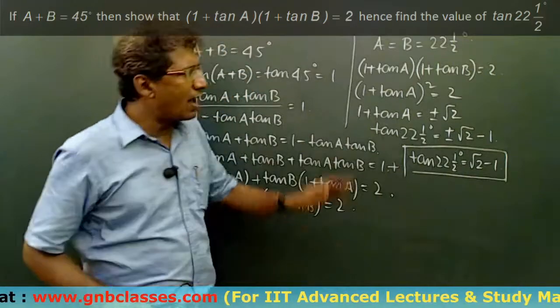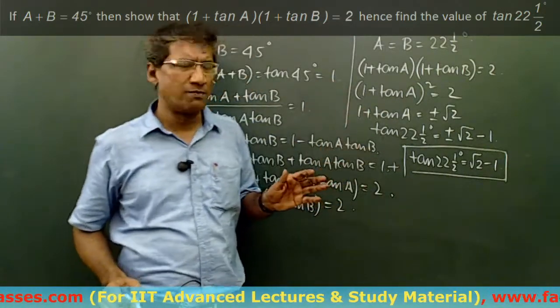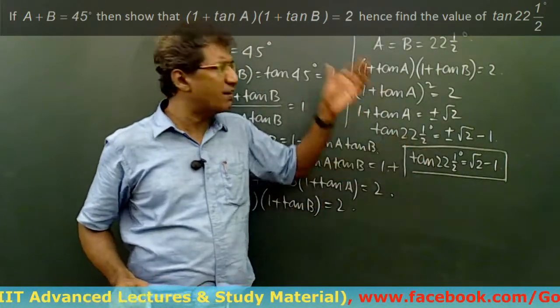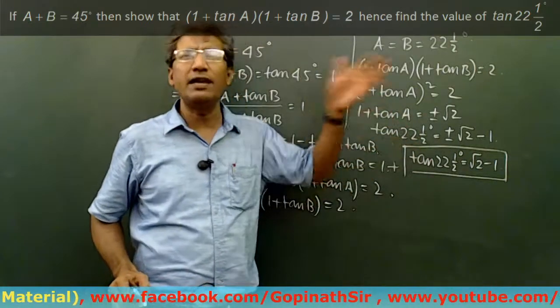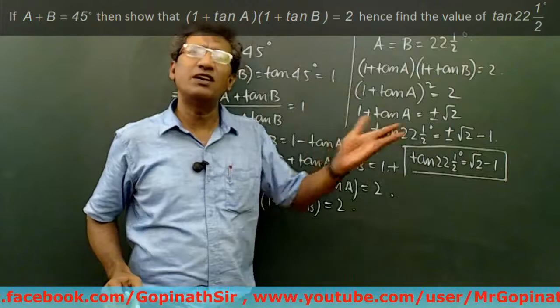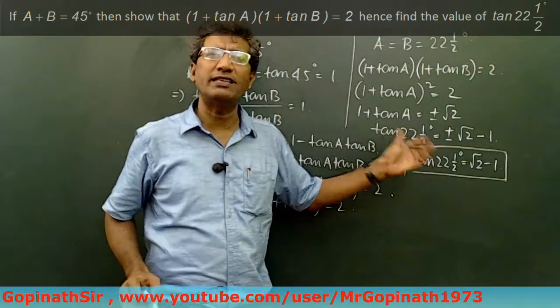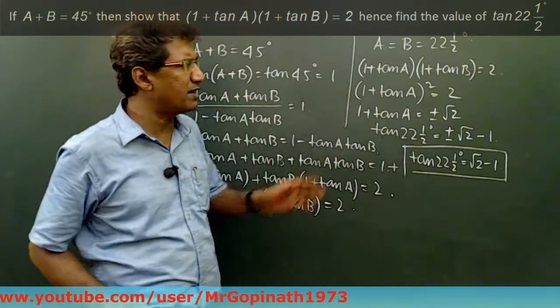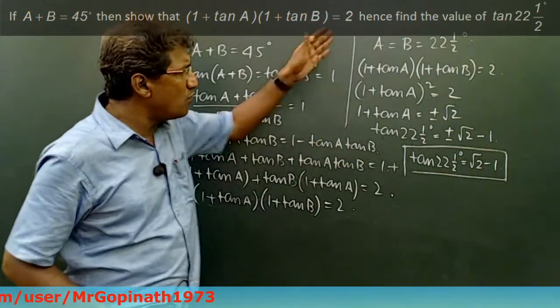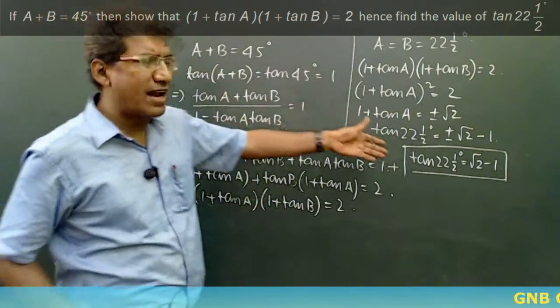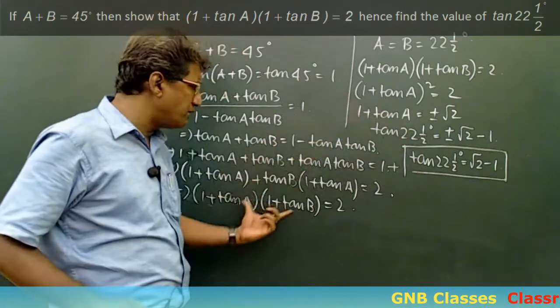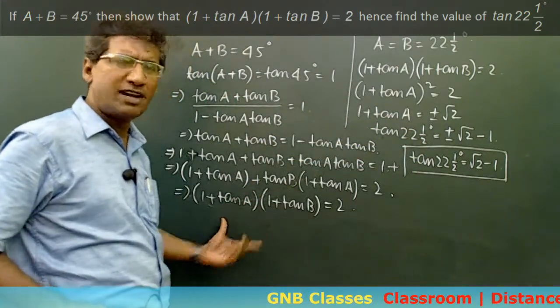Is it clear? Now I will suggest all the students to remember this value. It's a very important value which will be used frequently in different chapters of trigonometry. So you must remember that tan 22.5 degrees is nothing but root 2 minus 1. But have you understood how I got the sum? How I found the value of tan 22.5 degrees from this part? Is it clear to everybody?